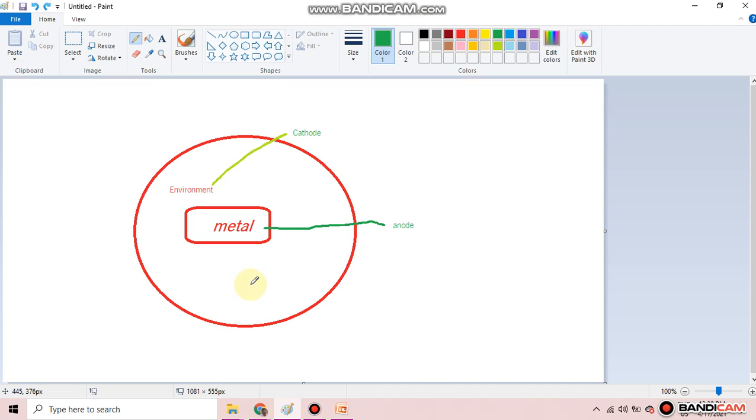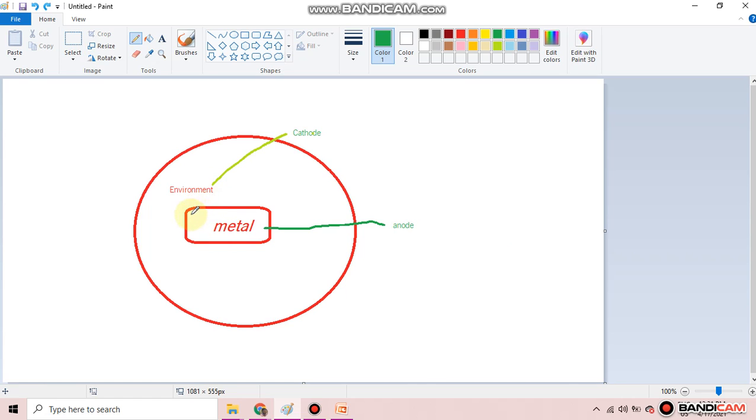Whenever metal is exposed to the environment, the metal acts as anode and the environment acts as cathode. They form a natural galvanic cell. Oxidation reaction takes place at the anode, that means corrosion takes place at the anode. So the metal acting as an anode undergoes corrosion.